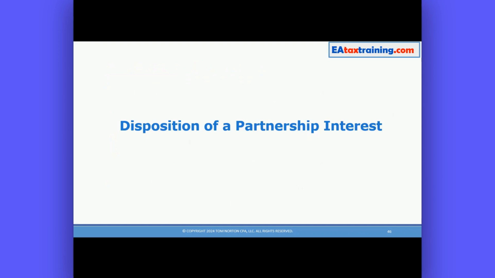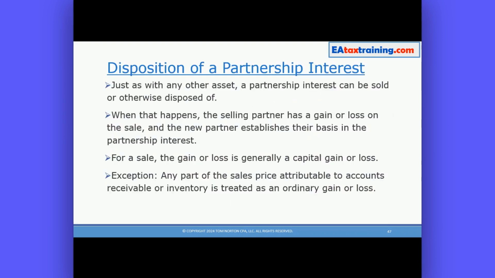Disposition of a partnership interest. Just as with any other asset, a partnership interest can be sold or otherwise disposed of. When that happens, the selling partner has a gain or loss on the sale, and the new partner establishes their basis in the partnership interest. For a sale, the gain or loss is generally a capital gain or loss, but there is this exception. The part of the price attributable to accounts receivable or inventory is going to be treated as ordinary gain or loss rather than as capital gain or loss.